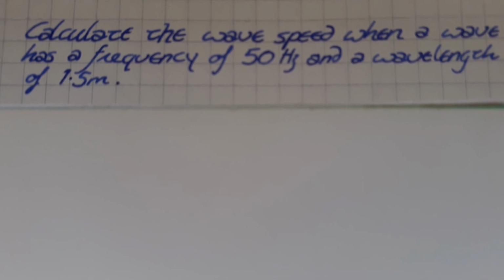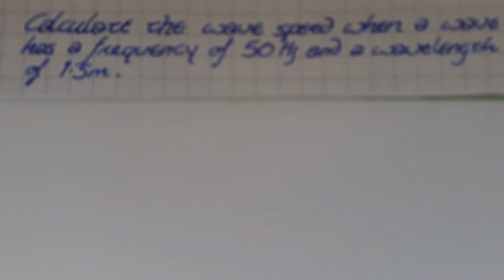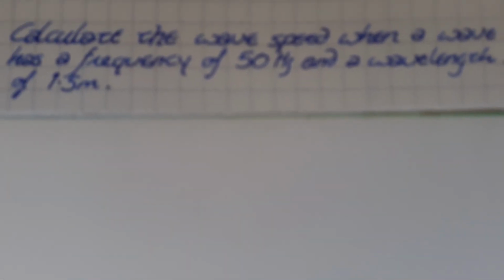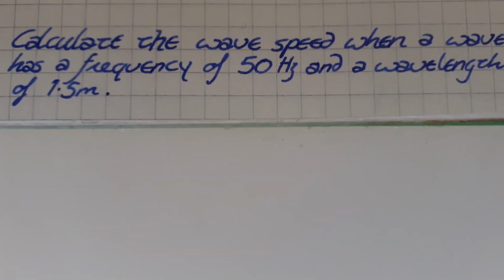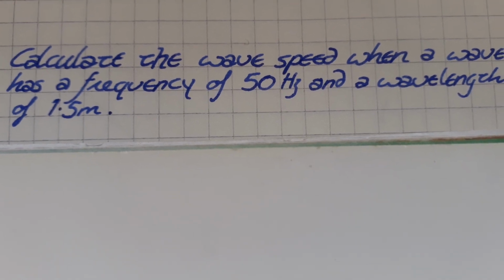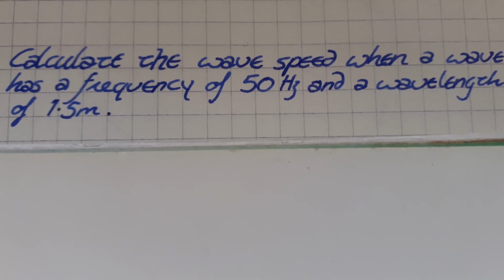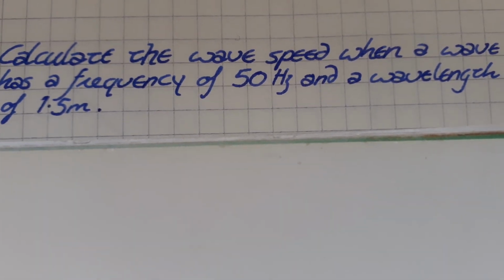So question 1 is, well, it's not question 1. I can't remember what question it is on the form. It's calculate the wave speed when a wave has a frequency of 50 hertz, so that's 50 waves going past in 1 second, and a wavelength of 1.5 meters. So what's the speed going to be?